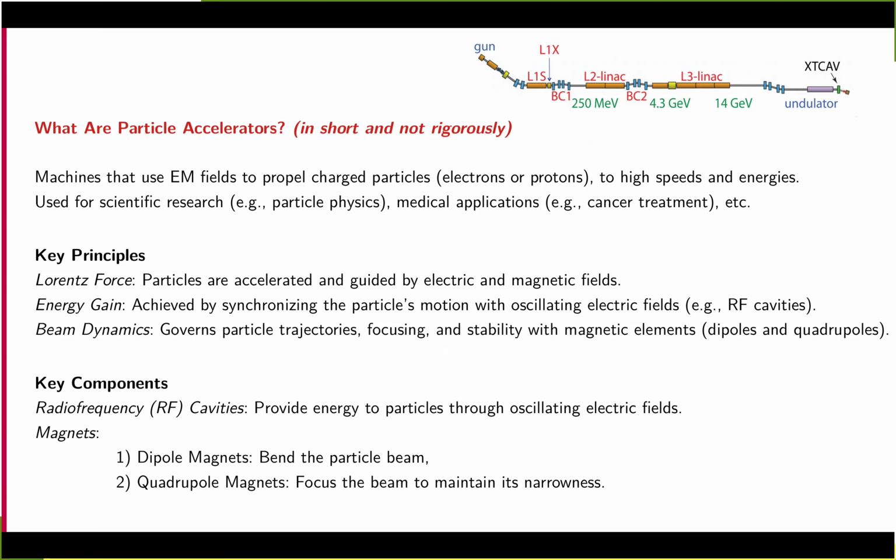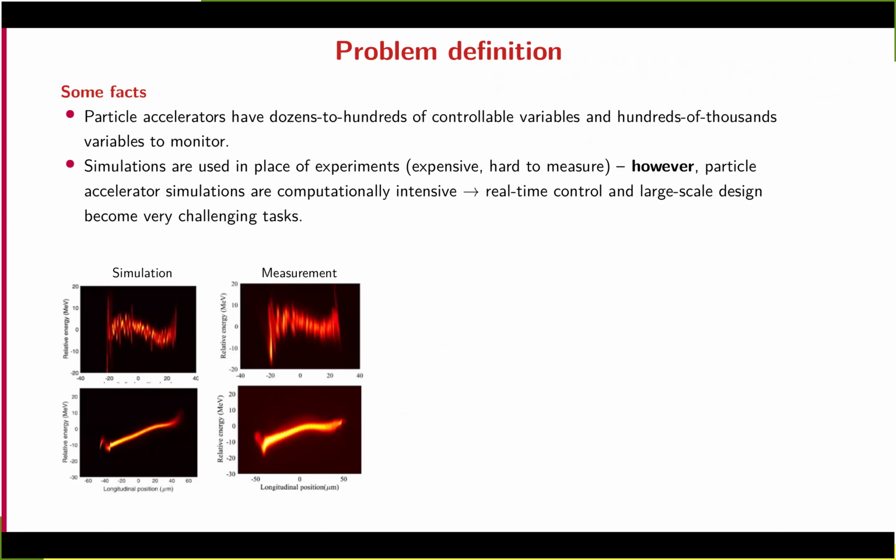So what are the challenges? These accelerators have dozens to hundreds of design variables, and up to thousands of variables that we can monitor. Actual experiments are expensive, and clearly simulations are used in place of these experiments. But even the simulations are incredibly expensive, and we're talking hours, so real-time control, but also large-scale design becomes very, very challenging.